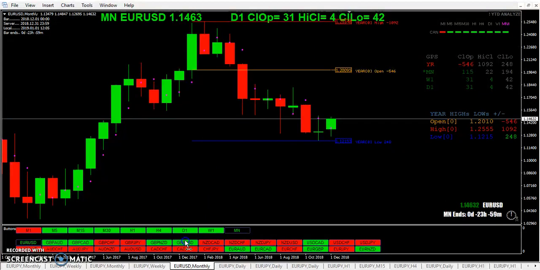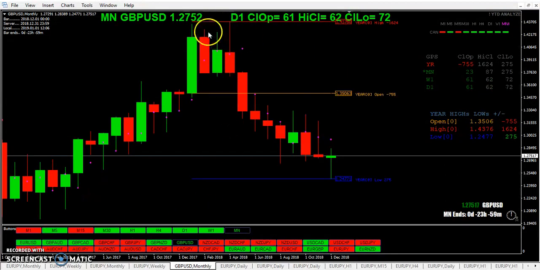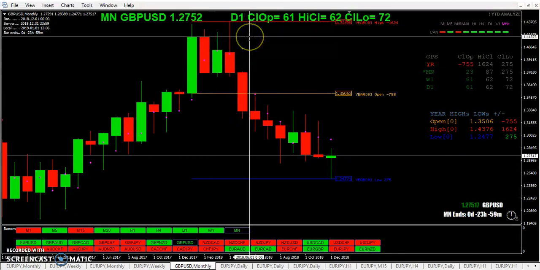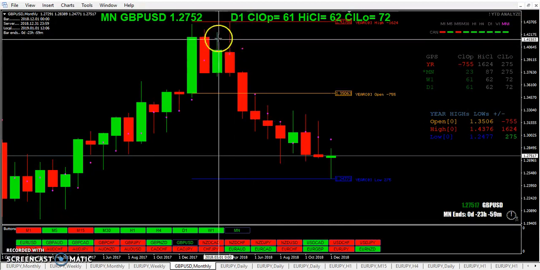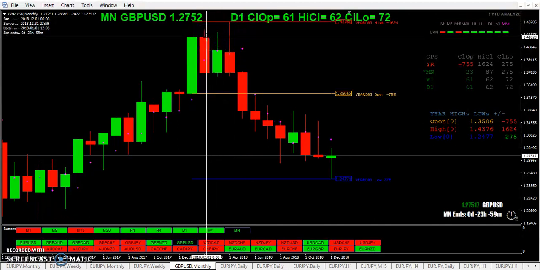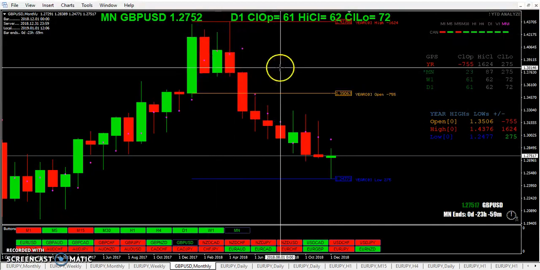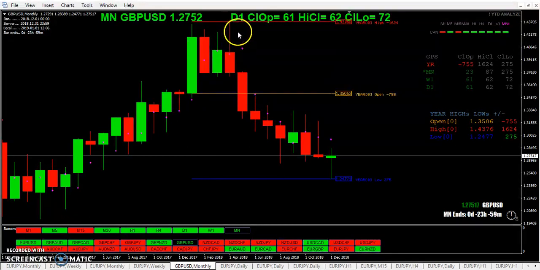Okay, let's see. Pound dollar once again. You see here it failed to make a new high, came back down, should have exited that long trade. Here you could have picked up a nice short, or possibly right here you could have gone short out of that wick zone, even though you had been trading against the monthly candle color, but this would have been a much better short out of the wick zone there. So once again, applying the wick zones to the monthly can prove to be highly profitable.